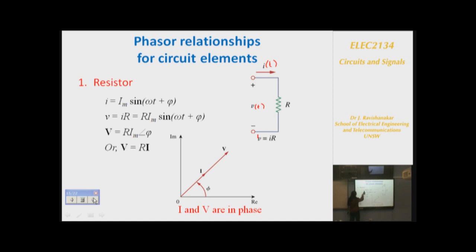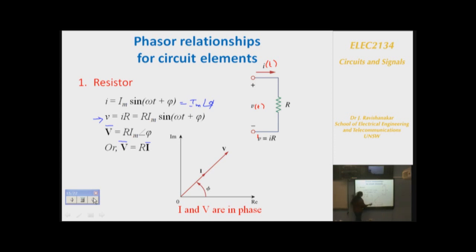Now what is the current? Let us say current is expressed as Im sin of omega t plus phi. Now according to Ohm's law, we have V is equal to I into R. So R into Im sin of omega t plus phi, which I am writing as the expression for this I. Therefore V can be represented as R into Im at an angle of phi, and I is also represented as Im at an angle of phi.